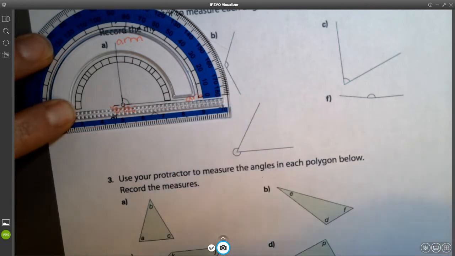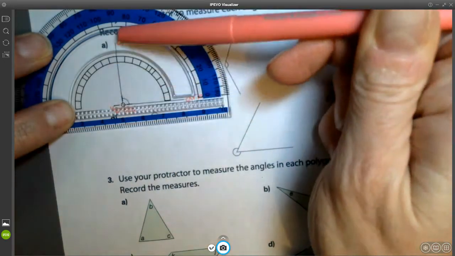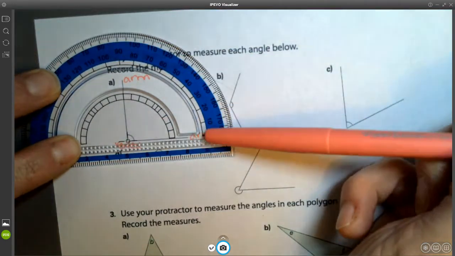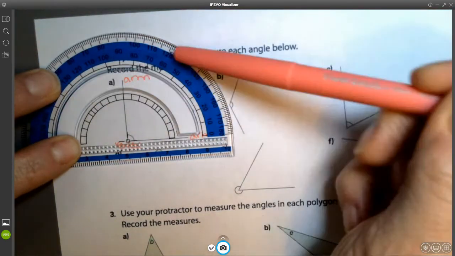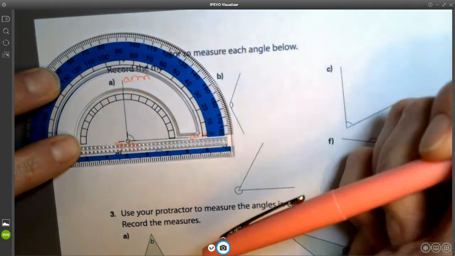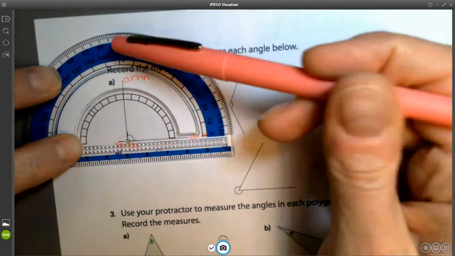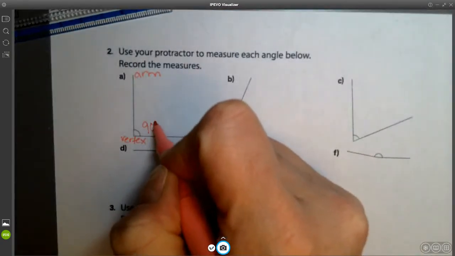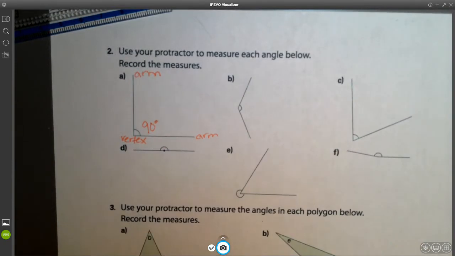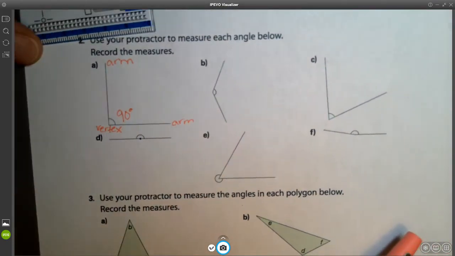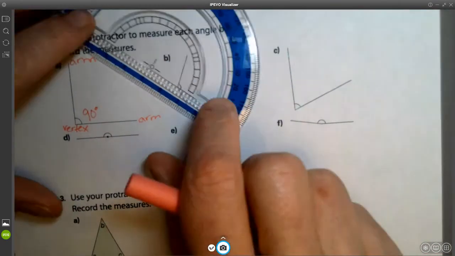Okay, now I'm going to follow the other arm and see where it intersects with the scale on my protractor. So I can see here, it goes right through the 90, that's right at the middle. So my first angle is 90 degrees. But I could probably have inferred that just by looking at it here on the page. All right, let's measure this second angle here.